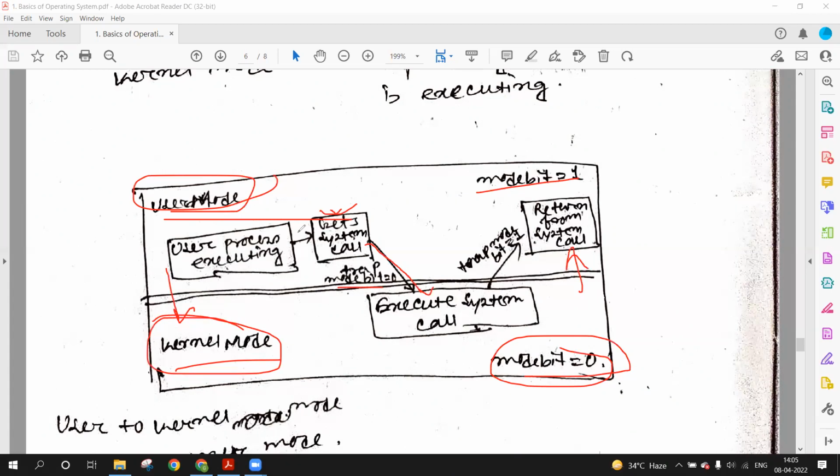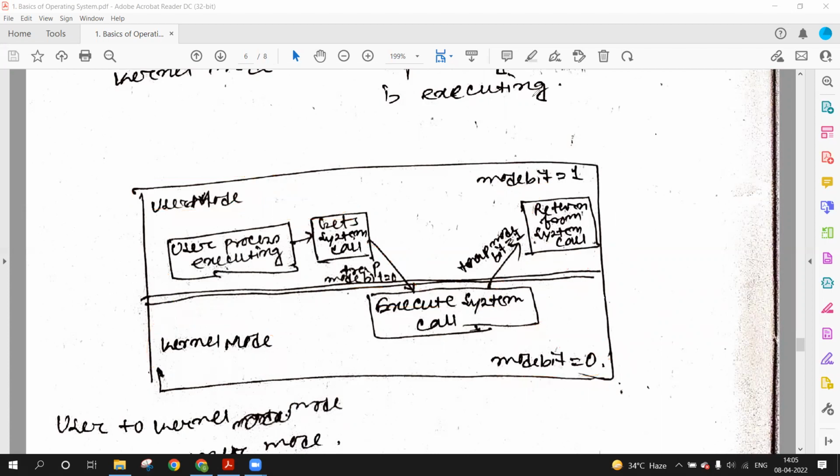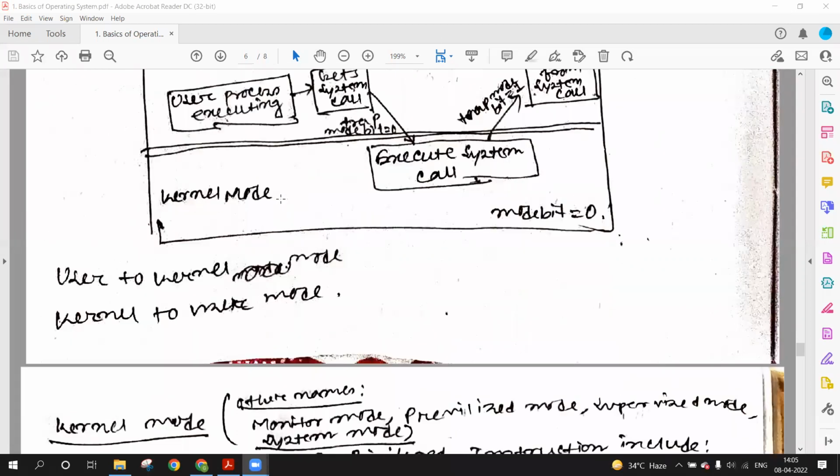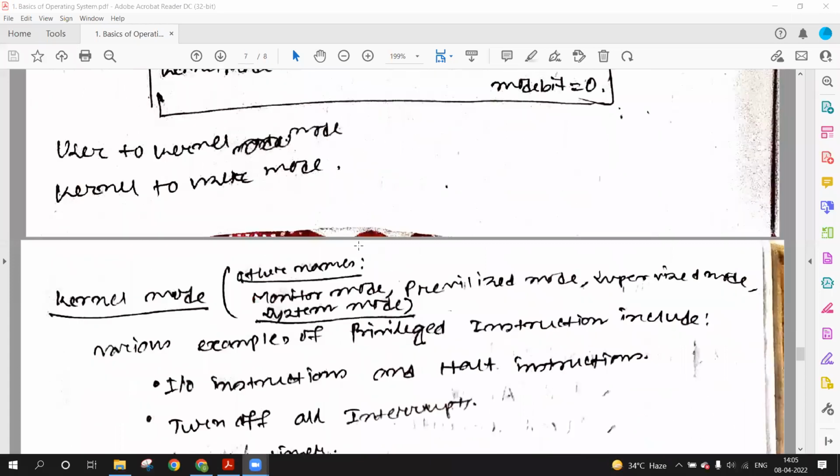So the user process is executing, then gets a system call. After that, it traps and the mode bit is set to 0, then executes the system call, and after that transfers the mode bit back to 1, then returns from the system call. This is the architecture of that: user to kernel mode and kernel to user mode.